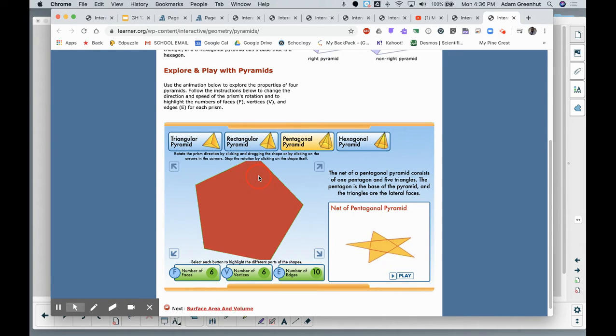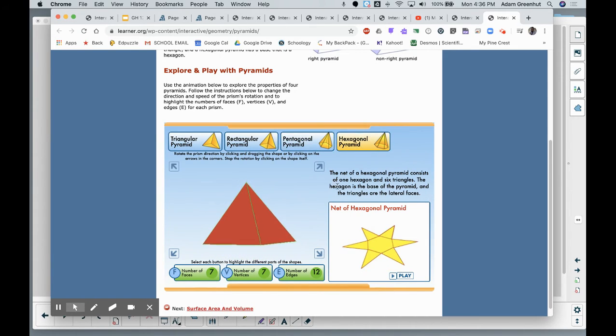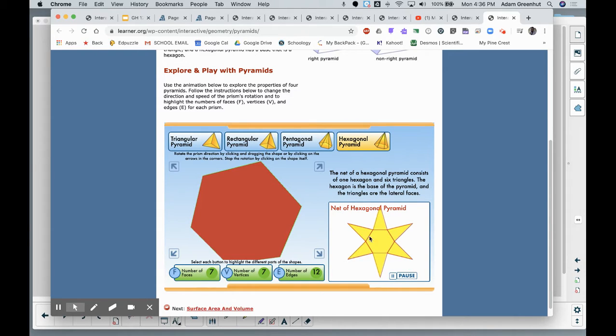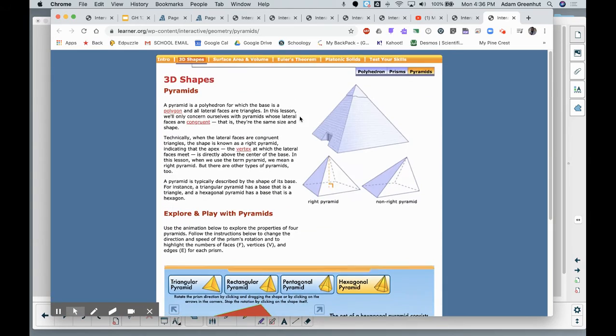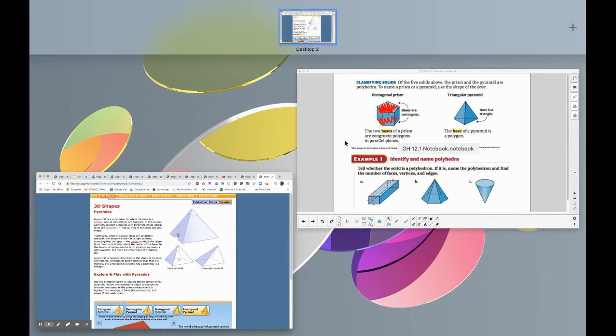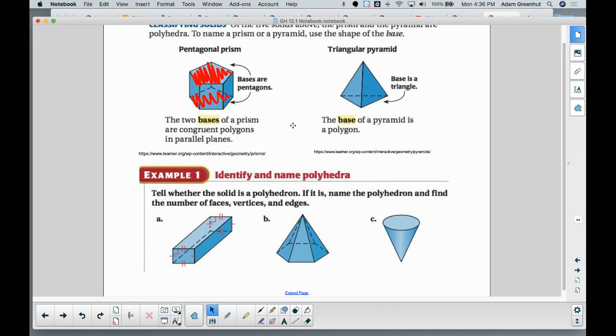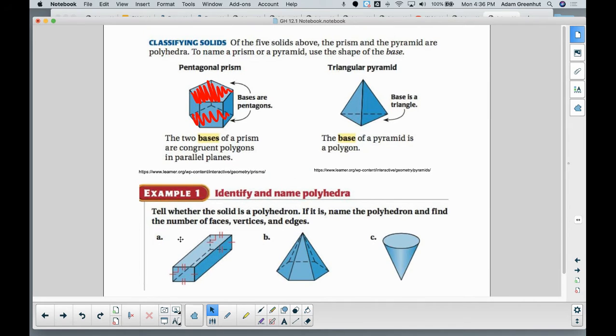Pentagonal pyramid, pentagonal base, the non-base lateral faces are all triangles. And you could do it with any polygon. And here's the nets. They always look kind of the same, where there's this polygon connected by triangles. And again, I will link you to this site so you can mess with this yourself, because I think that's a neat way to do hands-on without actually having them in your hand.